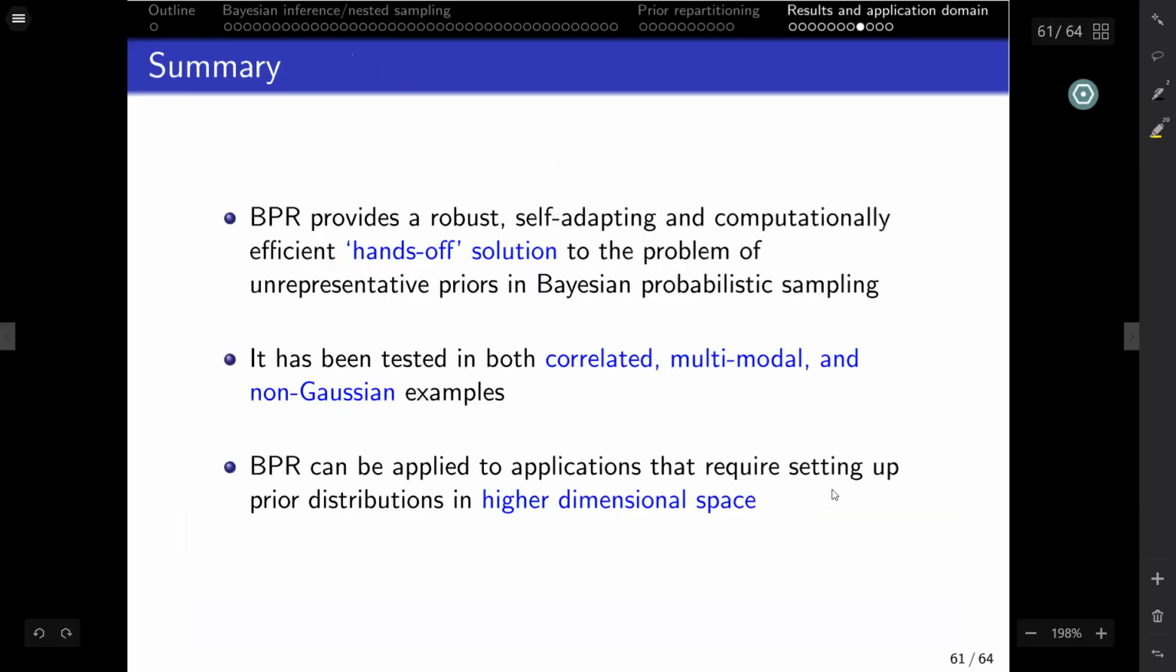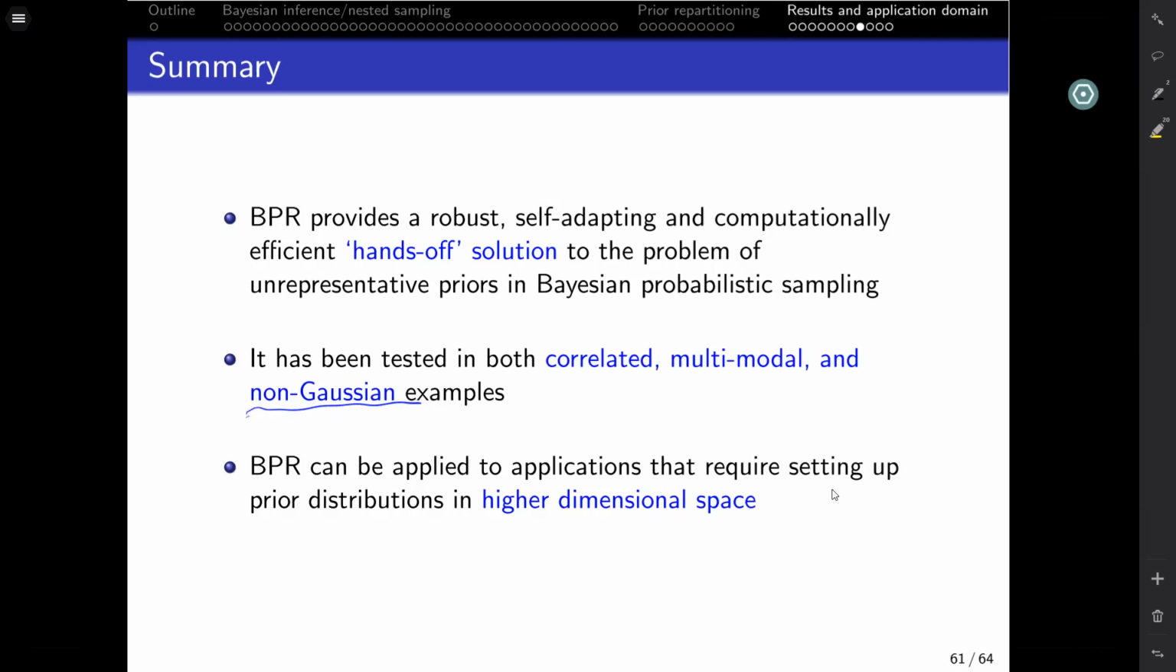Okay, so in summary, this BPR can provide a robust, self-adapting and computationally efficient hands-off solution to this type of unrepresentative prior problem. And this has been tested in correlated, multimodal and non-Gaussian examples. I didn't show non-Gaussian examples here, but they're in the paper. We show the Laplace case and previously showed the Cauchy distribution case as well.